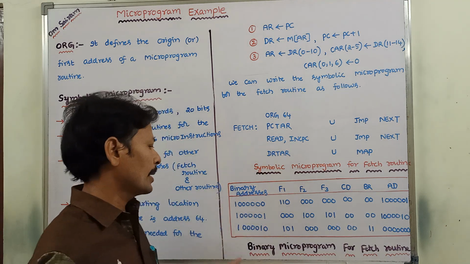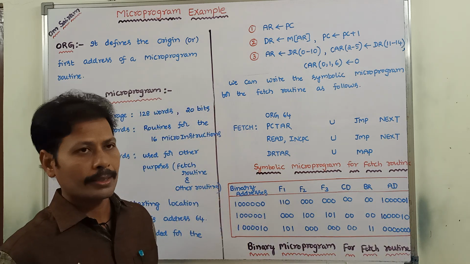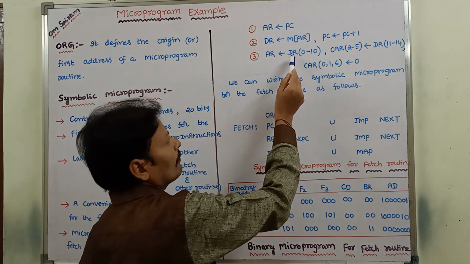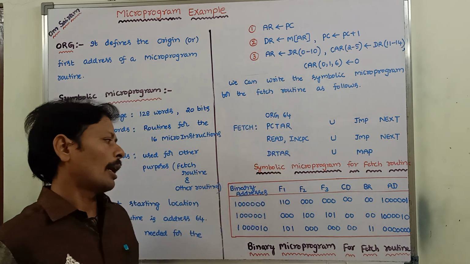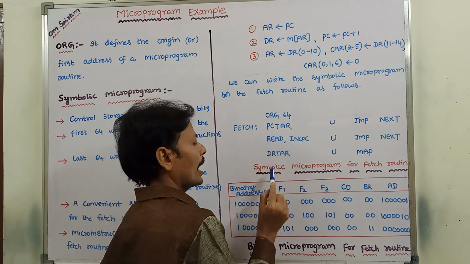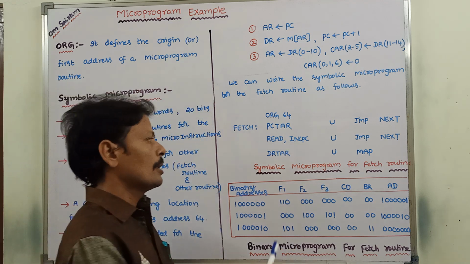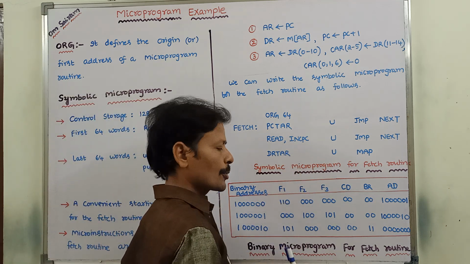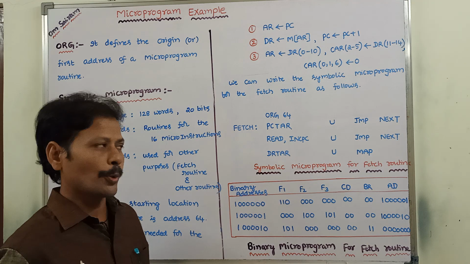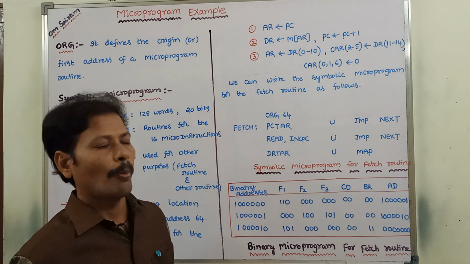Next, now consider the 66 address. In that 66 address, we are transferring the data available in the data register into the address register. So DRTAR. DRTAR is available in the F1 table at binary code 101. There is no micro operation in F2, so the F2 field is filled with 3 zeros, the F3 field is filled with 3 zeros, and the CD field contains U. U is nothing but 00.